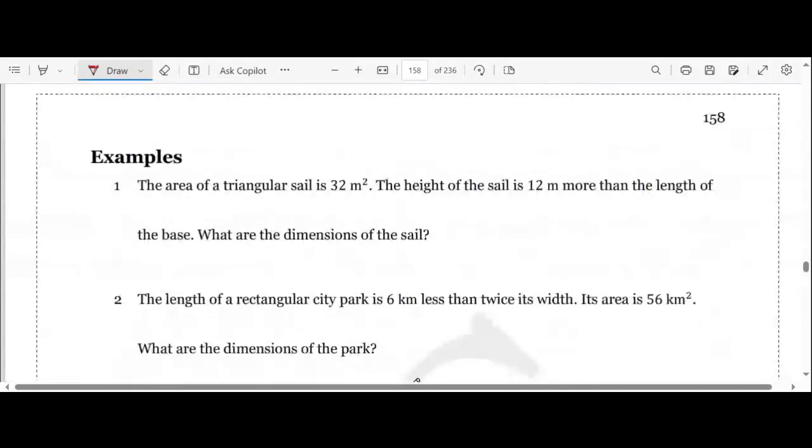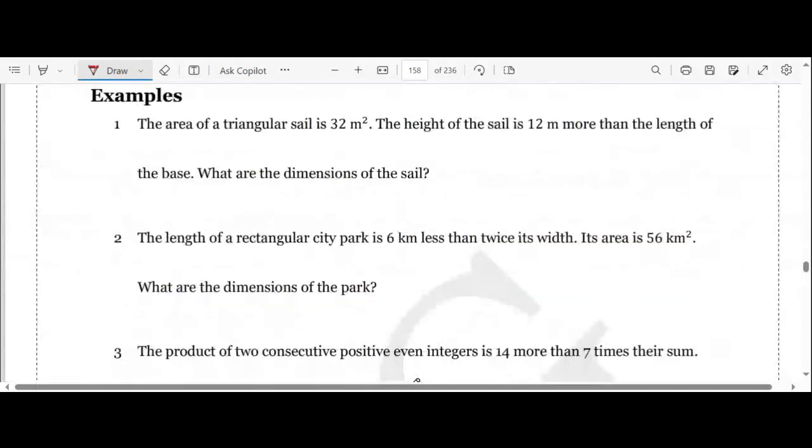Example 1. Read, Muhammad. The area of a triangular sail is 32 meters squared. The height of the sail is 12 meters more than the length of the base. What are the dimensions of the sail? So there is a boat, and the boat has a sail. What shape is this sail? It's a triangle. It has a height, and it has a base.